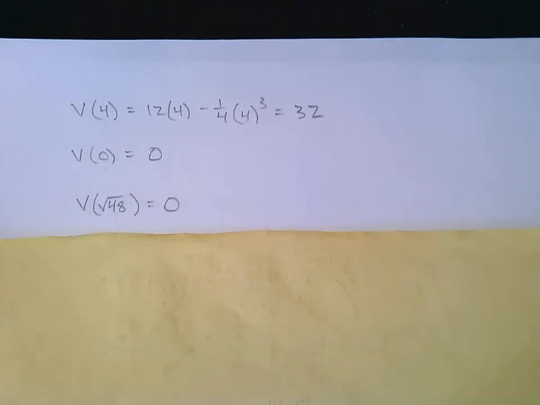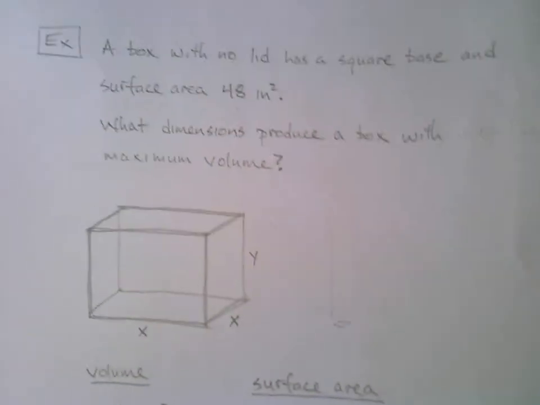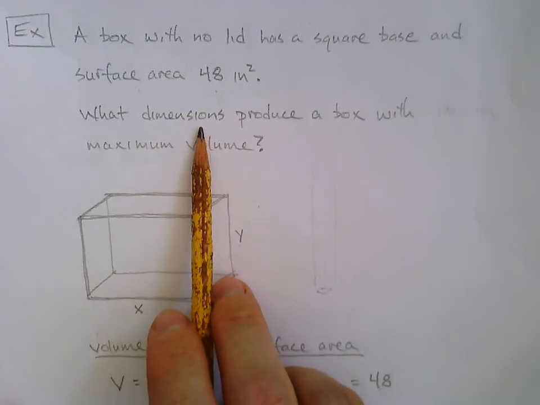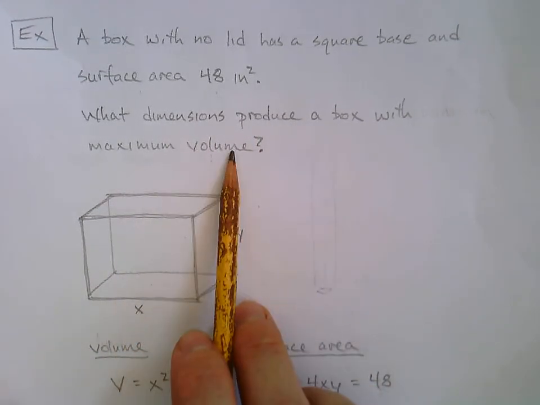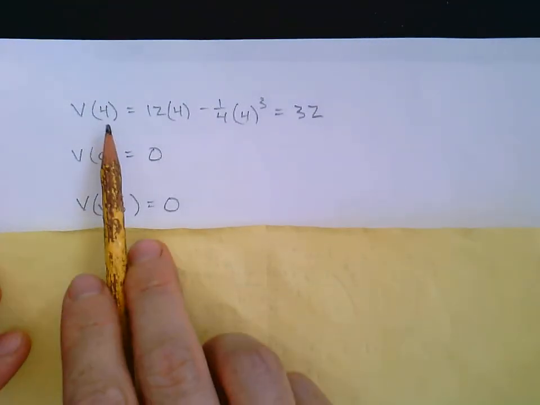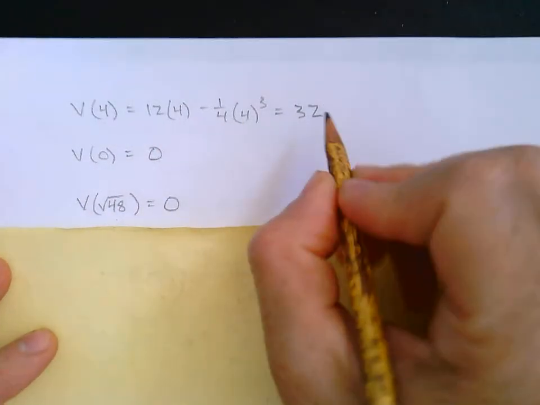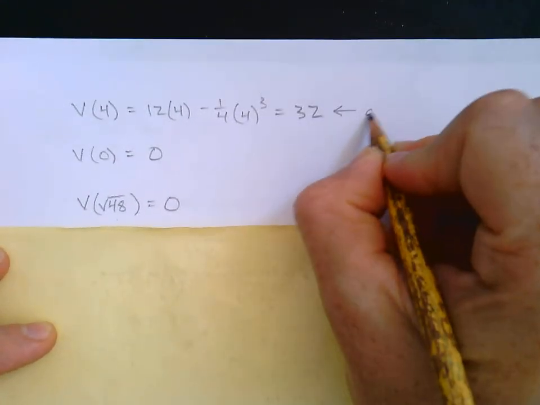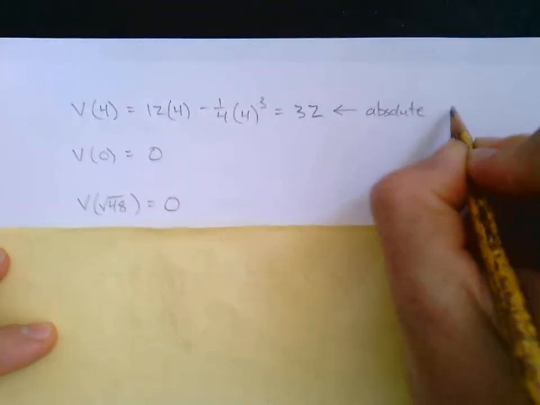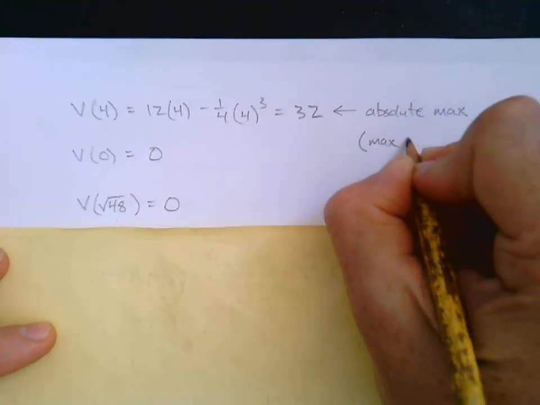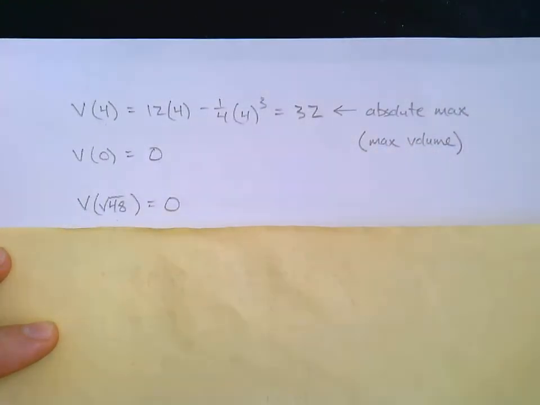Okay, let's stop here. And I'm going to go back to the original question. What were they asking? What dimensions produce a box with maximum volume? Okay, we're at a critical moment. We just found right there the absolute max, right? 32 is bigger than 0 or 0. And in this case, it represents a volume. This is the maximum volume. The 32 is.